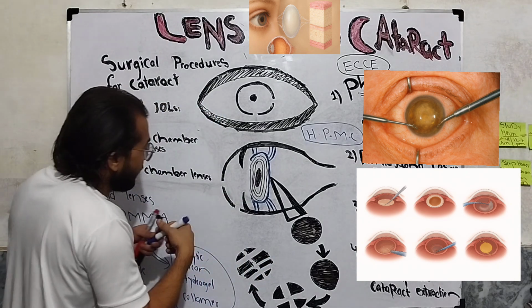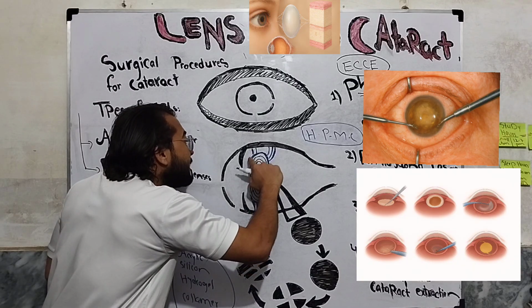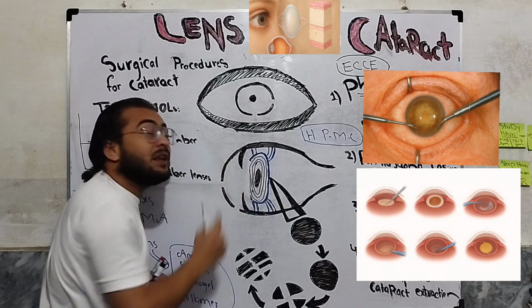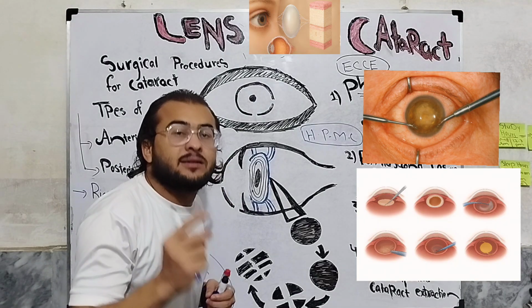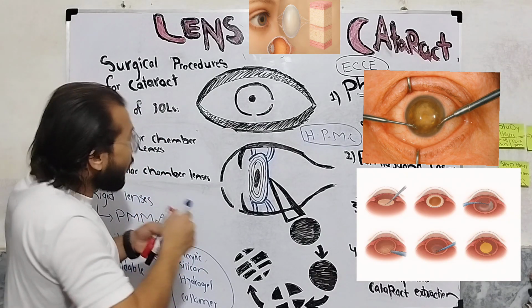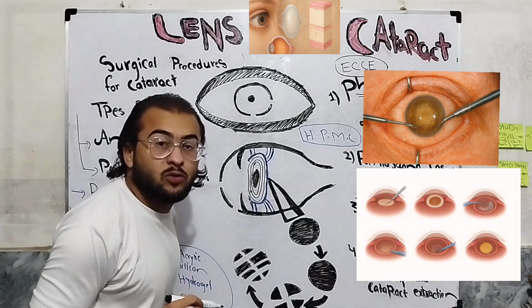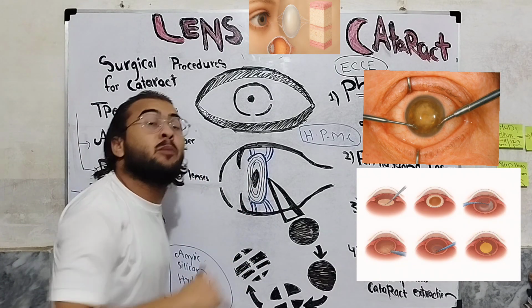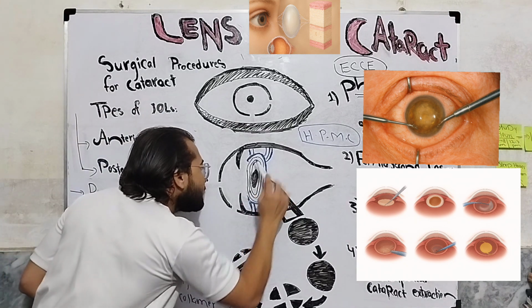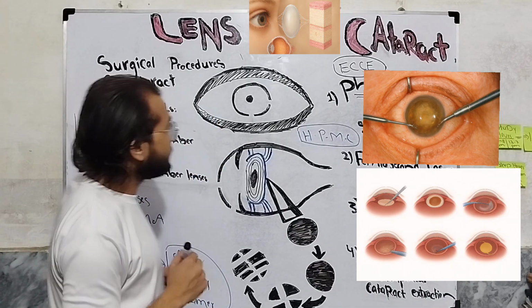Now we will do hydrodissection and hydrodelineation. What is hydrodissection? We inject water and separate the capsule from the lens fibers. The separation of the capsule from the lens fibers with water is called hydrodissection. Now we separate the nucleus from the surrounding fibers. The surrounding fibers are soft compared to the nucleus, so we separate it. This separation of the nucleus from the surrounding fibers with water is called hydrodelineation.